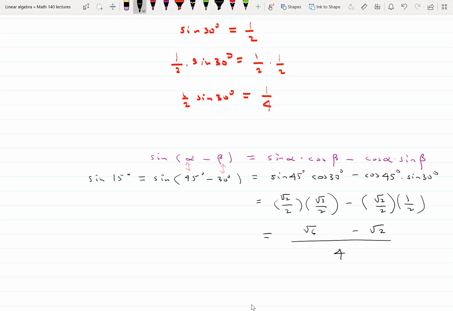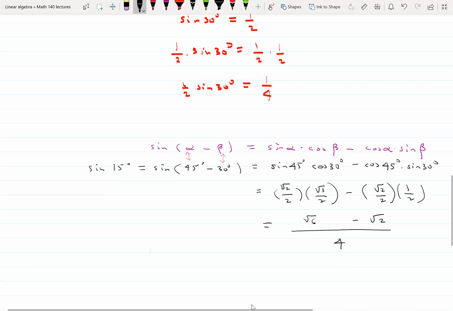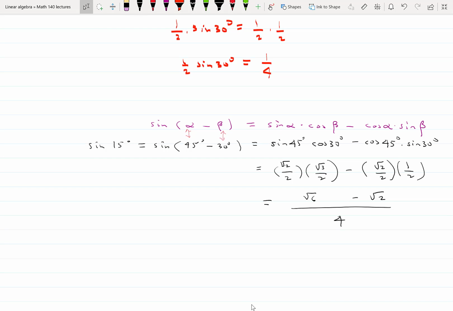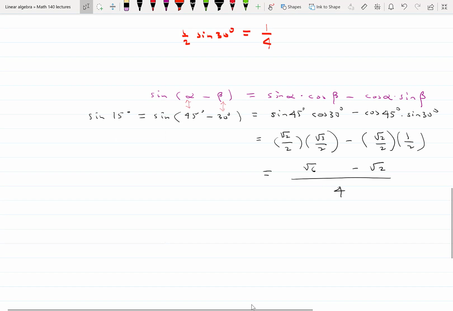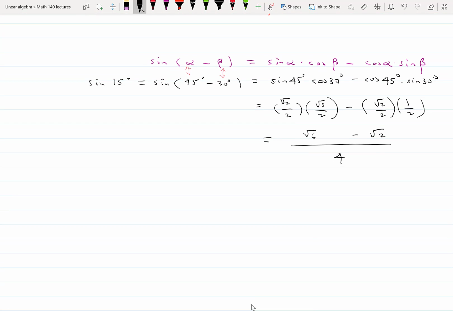It's not a real practical problem in the sciences, because very rarely do we need an exact value of things like the sine of 15 degrees. But it teaches us how to use these formulas without doing too complicated of examples. So there was a first example.